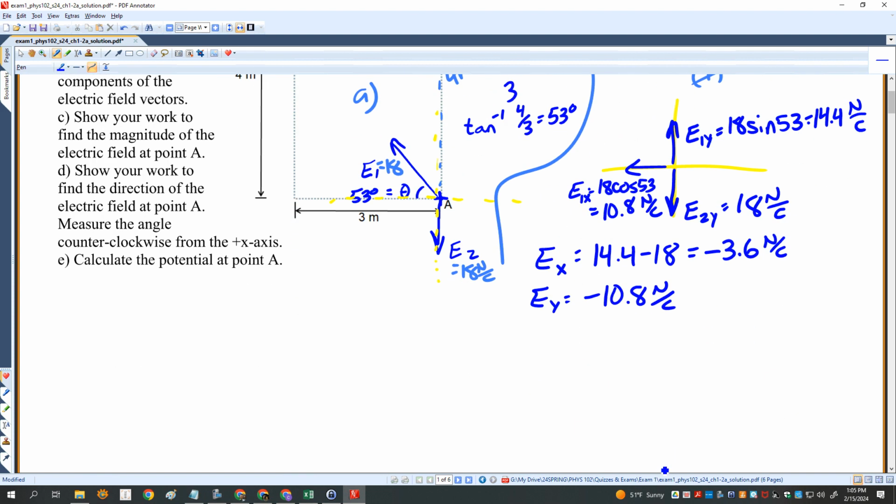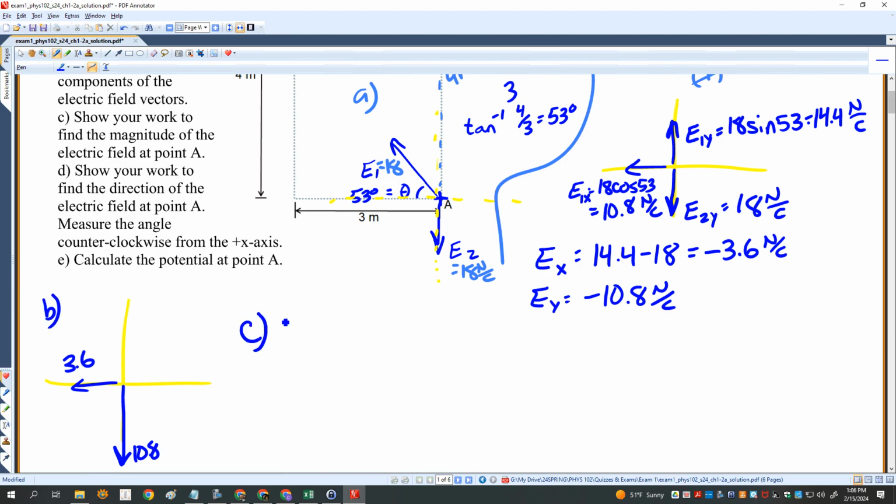So if I redraw that again, pictures are always your friend, y'all. Draw lots of pictures. Then I get my x component is in this direction at 3.6. My y component is in this direction at 10.8. So those are the x and y components. Now, I guess that would be part C. Part B, rather. This is the answer for part B.